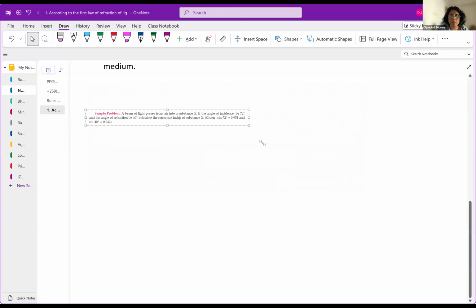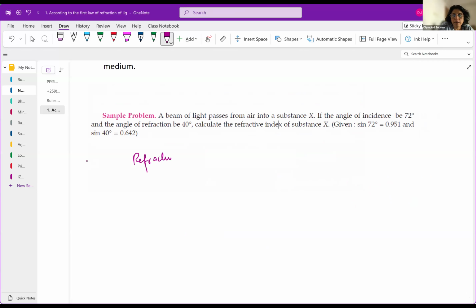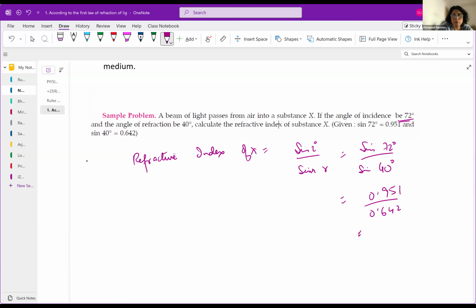A beam of light passes from air into a substance X. If the angle of incidence is 72 degrees and the angle of refraction is 40 degrees, calculate the refractive index of substance X. So refractive index of X is sin i by sin r, so sin 72 degrees by sin 40 degrees. It is a ratio, so it will not have any units of measurement.